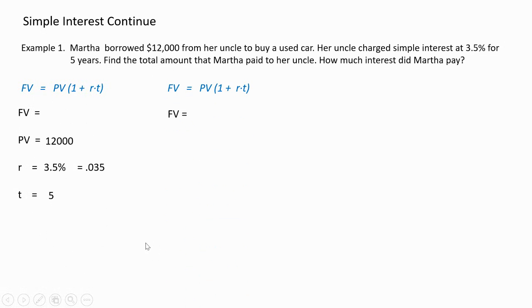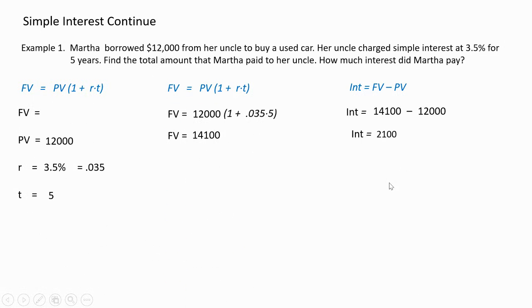So let's plug everything in. My future value is, right, my present value, and then there's my interest rate, and there's my time. So all we do is put it in the calculator just the way it is. And right here, we get the future value. If we get the future value, guys, then we have to use this other formula, because the interest paid is the future value minus the present value, which was 14,100 minus the money that Martha borrowed. And that's my interest.